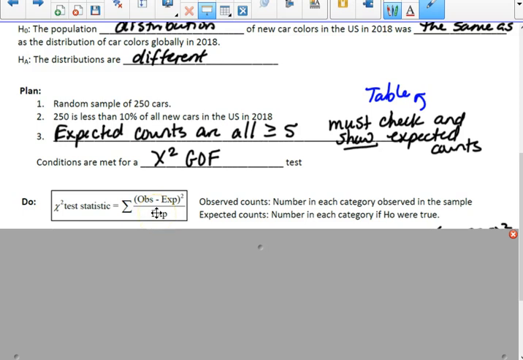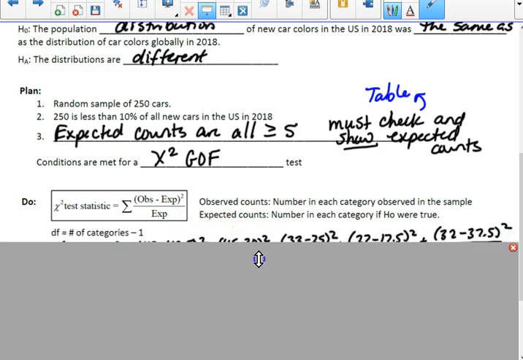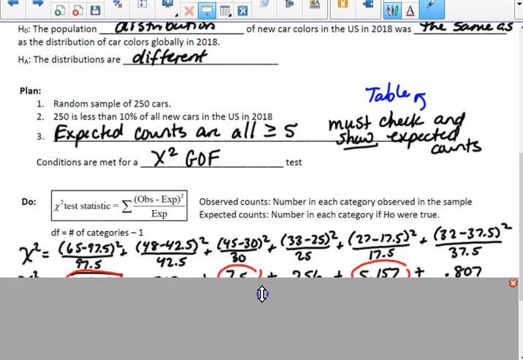Now, as far as doing the test, there's what's called a chi-squared test statistic, which you would find at the very bottom of the last page of your formula sheet under the inference, under all of the different standard deviations in those tables. The observed counts are the number in each category observed in the sample, and the expected counts are the number in each category if the null hypothesis were true.